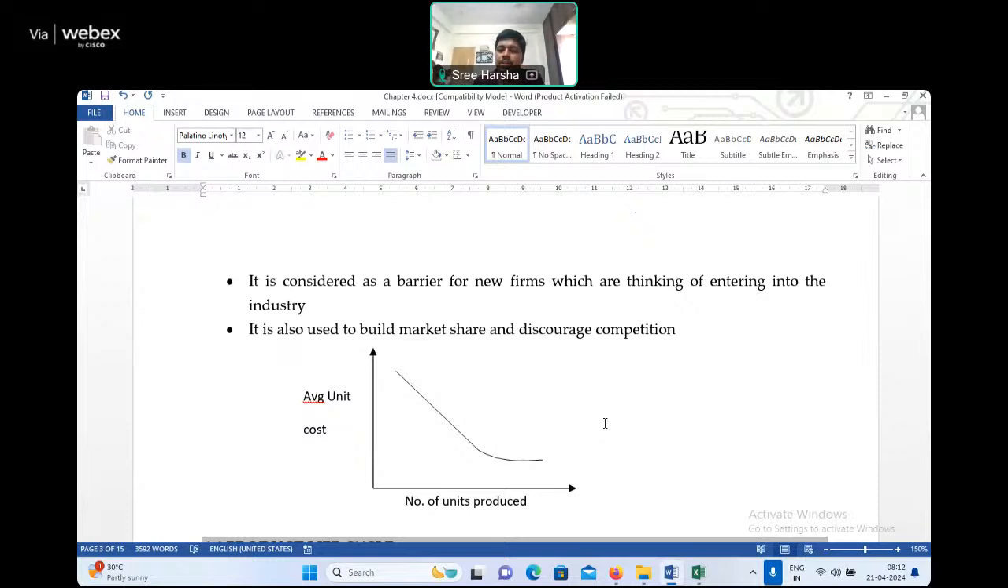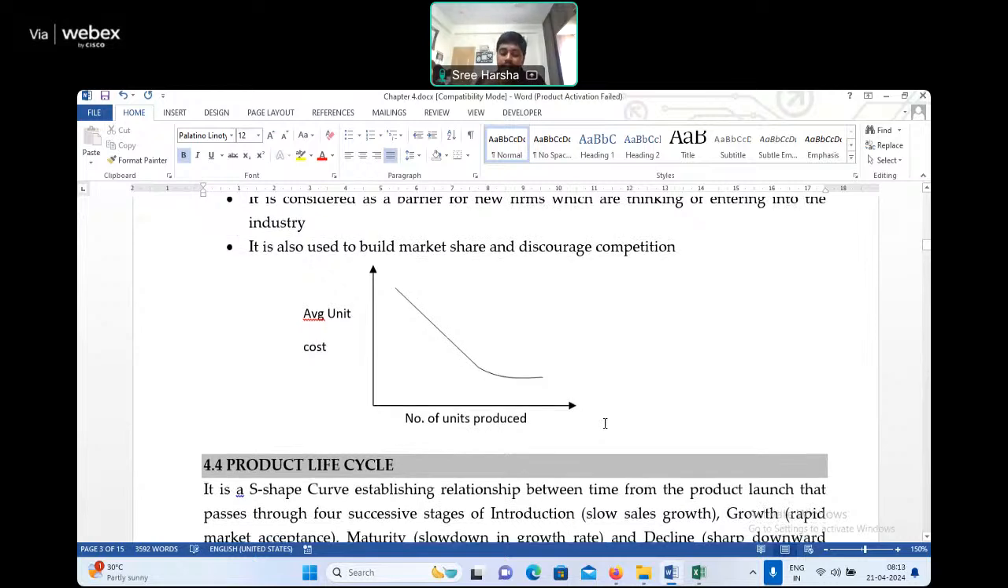So we should understand, in our industry, for each SBU, where do we stand? Do we have a larger share in the industry? Do we have a smaller share in the industry? We should understand, and accordingly, we should formulate the strategies. So we understood two terms. One is SBU, the second one is experience curve.